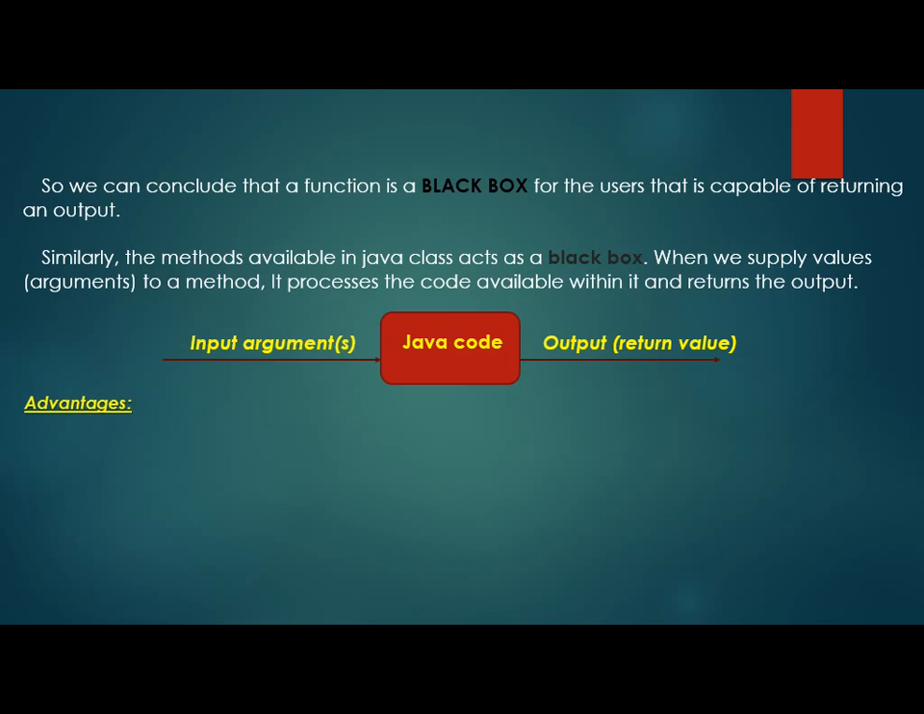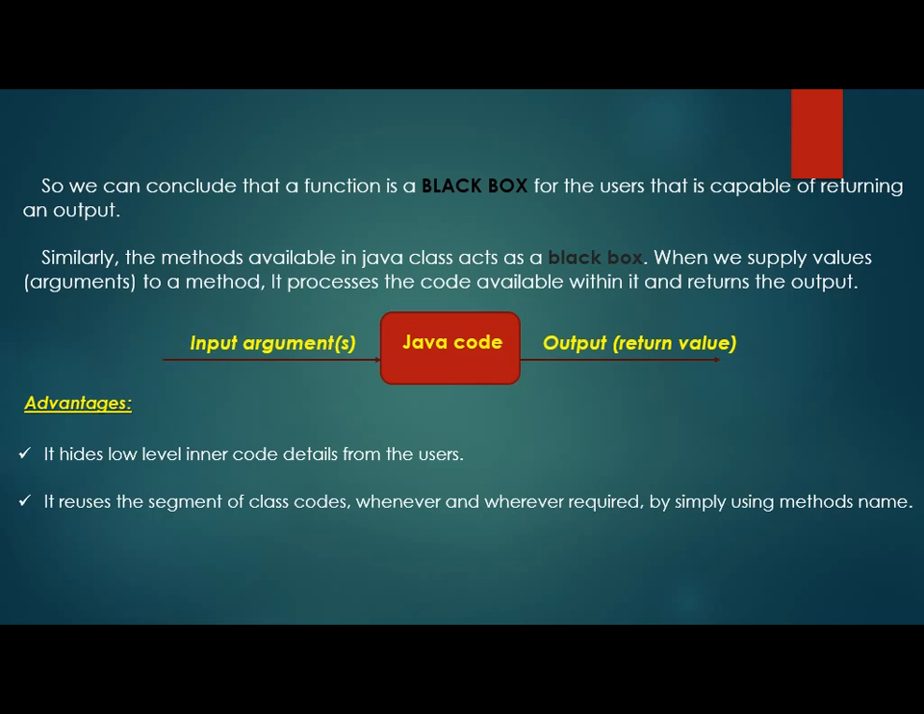Next, what are the advantages of function? So first one is it hides low level inner code details from the users. Second, it reuses a segment of the class code whenever and wherever required by simply using the method name. Third, it makes a complex computational task easy. How? Just by dividing it into a collection of smaller methods.